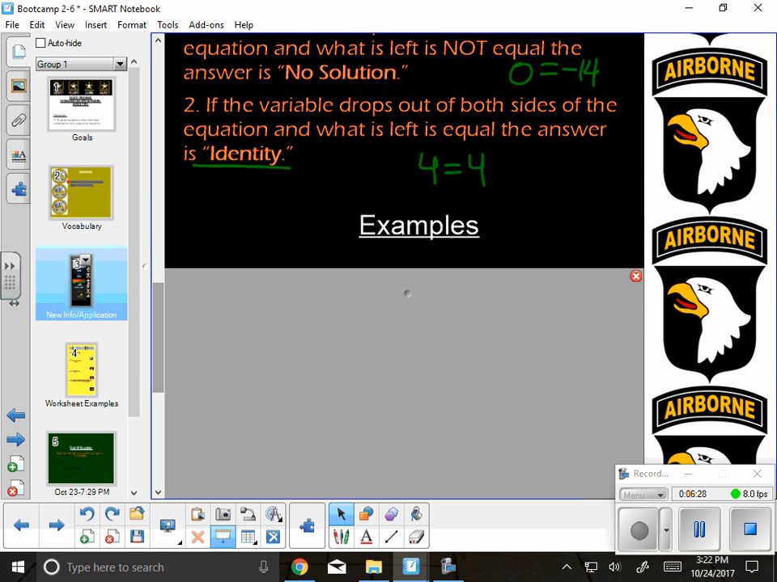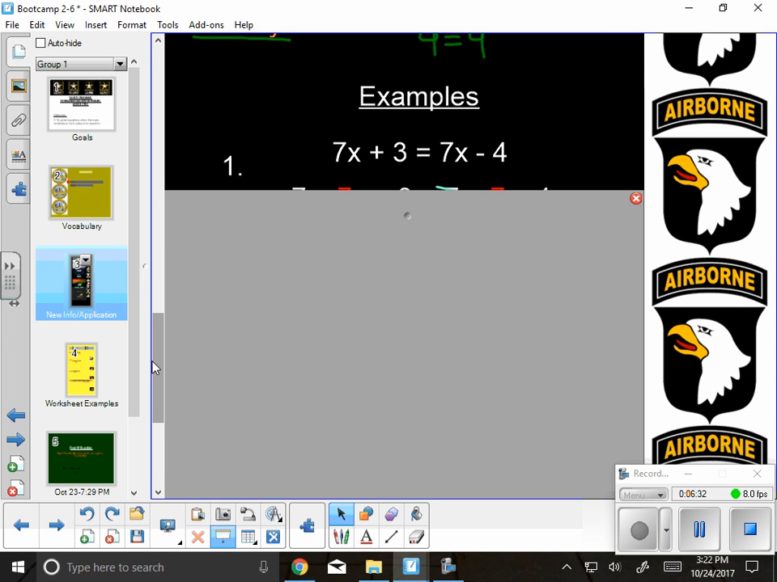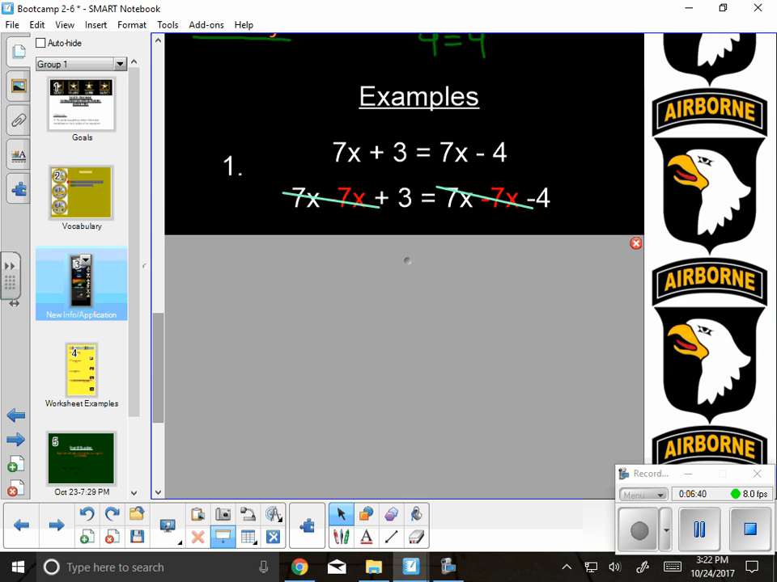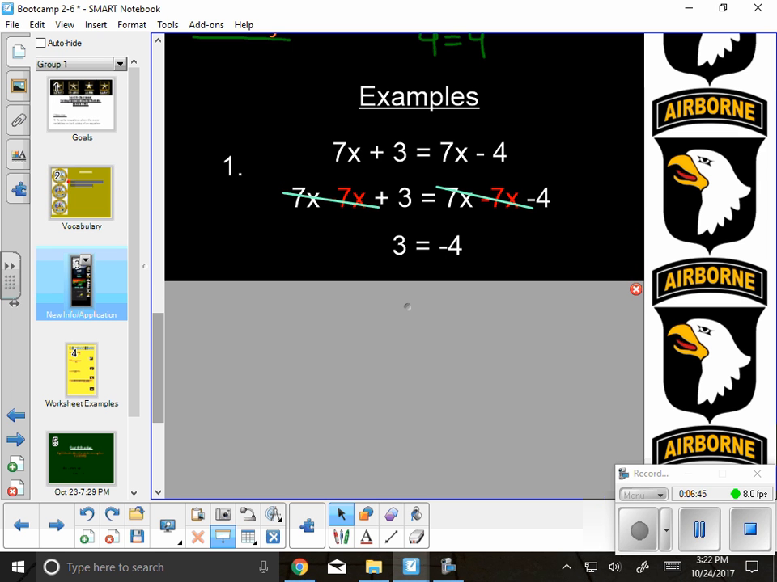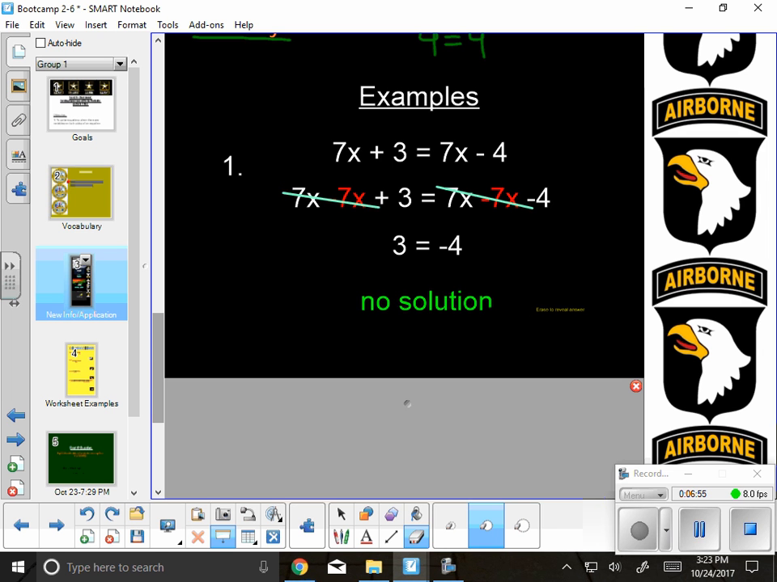So I have a couple examples for us. So the first one is 7x plus 3 equals 7x minus 4. So following our steps, first step, we're going to subtract 7x from both sides. When we do that, we're going to be left with 3 equals -4. So as stated above, our answer is just going to be no solution.